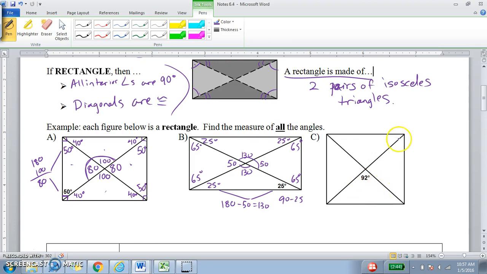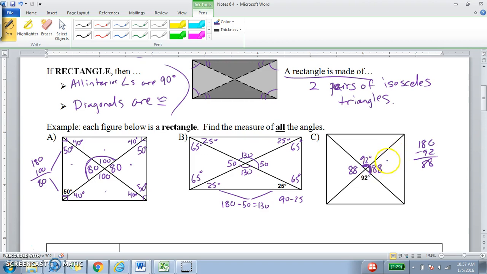Over here, now we're starting in the middle. So now we've got a 92 here, which means this is 92 because these are vertical angles. To find this other angle, we would have to take 92 away from 180 because these 2 have to add up to 180. So 180 minus 92 leaves me with 88. So I have 88 in both of those spots.